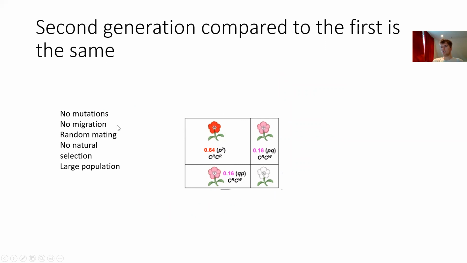So there are no mutations, there's no migration in and out of the population, and mating is random, so it doesn't matter what colors the plants are, they always mate randomly. There's no natural selection, so the plant's color does not affect its chance of survival, and there's a large population, which we had, which was 100. Obviously in the wild it would be much larger.